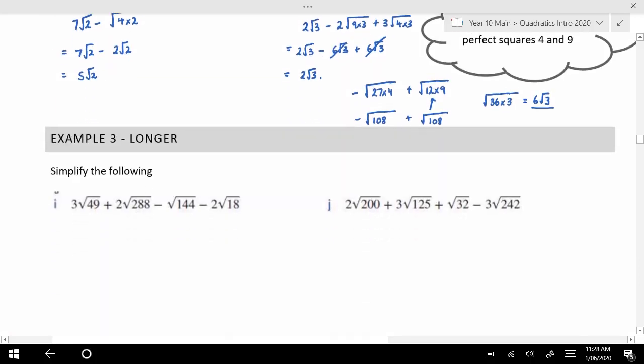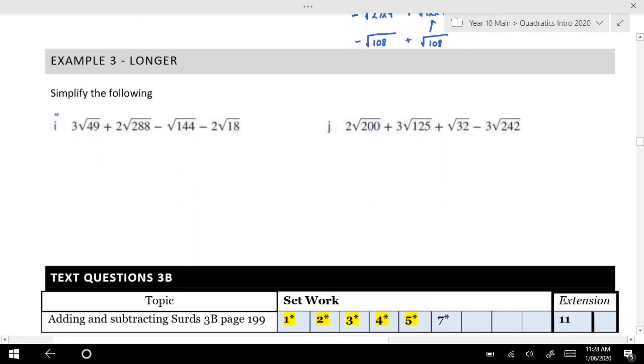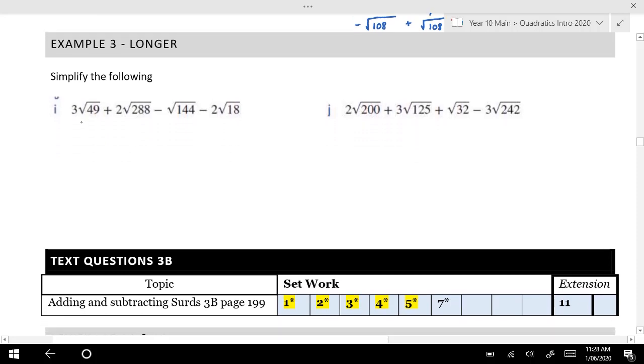All right, now what we're going to do is just finish on a slightly longer one. So I'll do this with you. Now, first of all, the square root of 49, you should know, is 7. So it's the same as 3 times 7. Now, what's the biggest number which goes into here? Well, 144 is 12 squared. So I multiply that by 2. Now, the square root of 144 is just 12, isn't it?